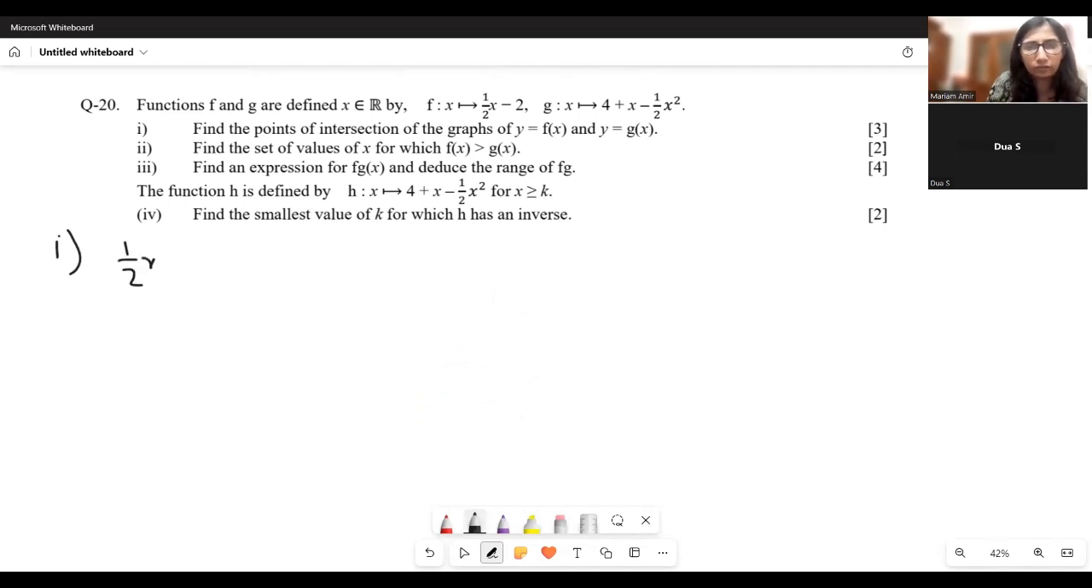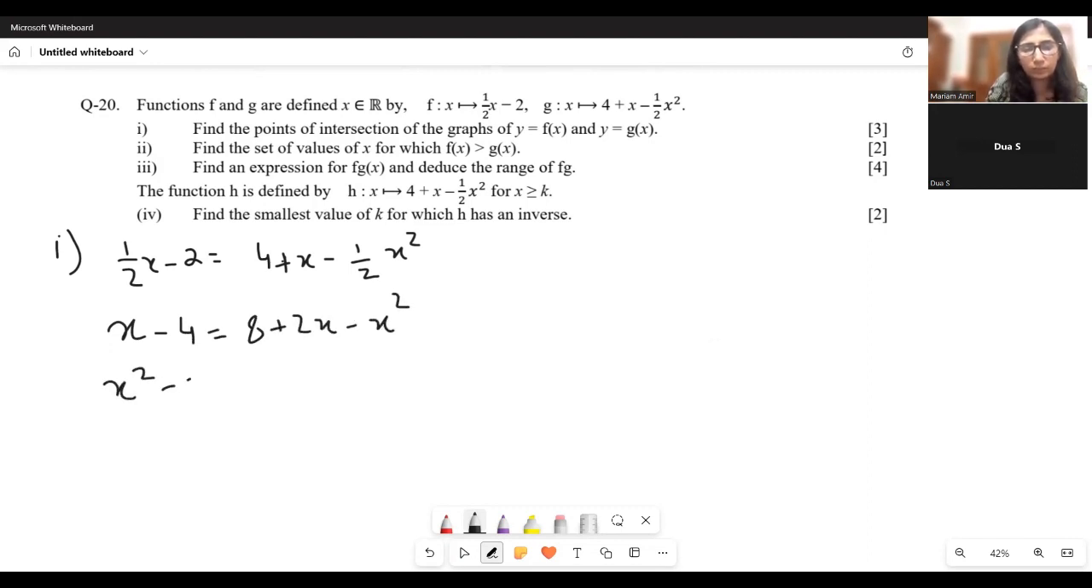So half x minus 2 equals 4 plus x minus half x square. I'm multiplying both sides by 2. So x minus 4 equals 8 plus 2x minus x square. Rearrange: x square minus x minus 12 equals 0. Now solve it to find the roots.